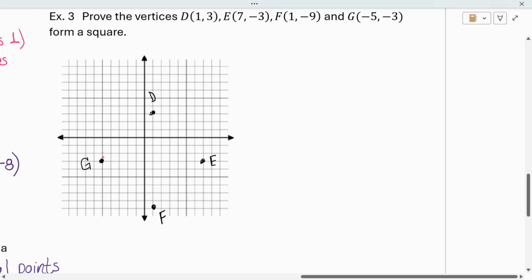So I'm going to plot my points, and I'm going to go ahead and connect my line segments. So we need to show that this is a square. So what do we need to do first? First, we're going to use the midpoint to show it's a parallelogram.